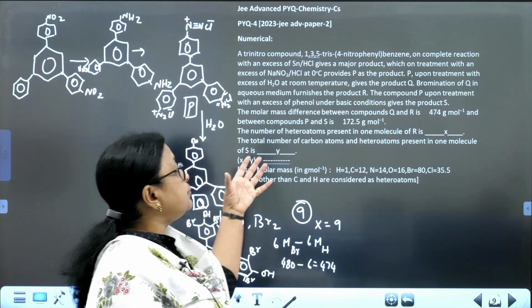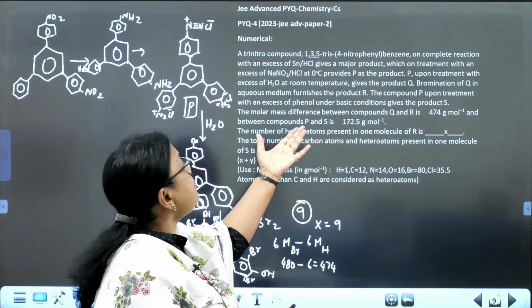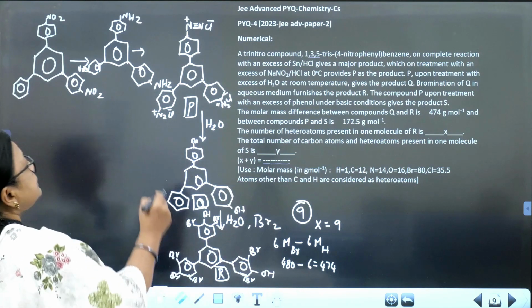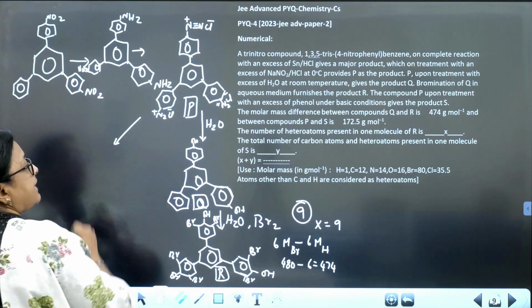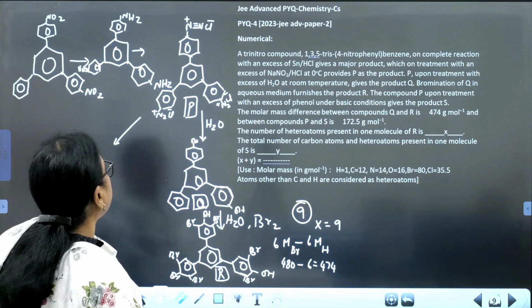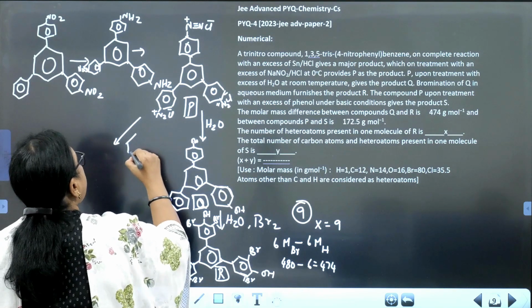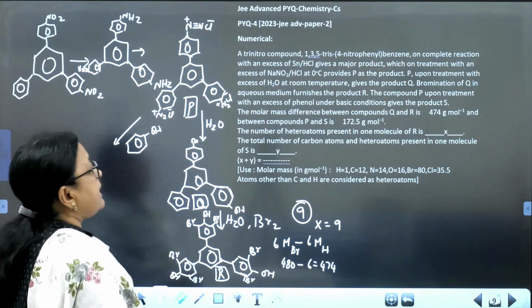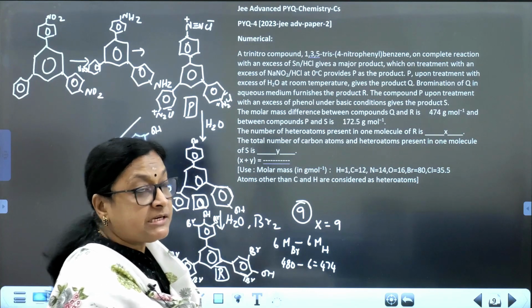Coming back to, it says the compound P upon treatment with an excess of phenol. This was P. A parallel reaction is done. The compound P is subjected to excess of phenol. We know benzene diazonium chloride, excess of phenol under basic conditions.